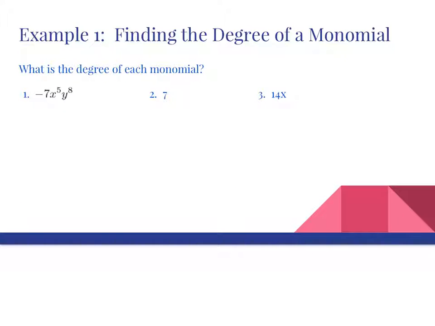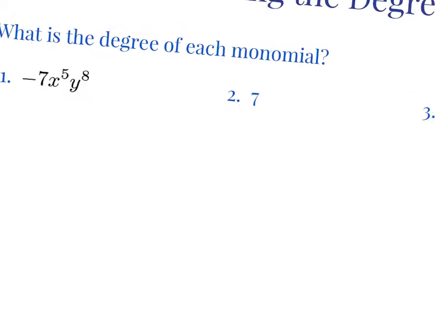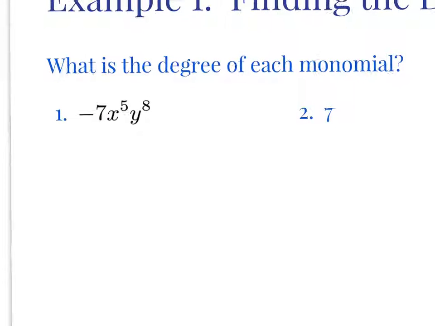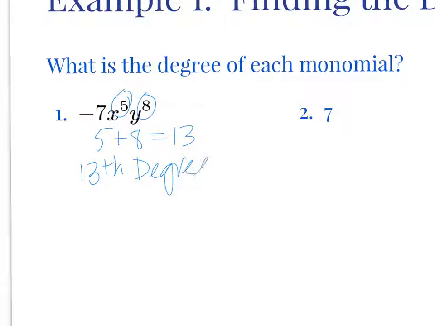Finding the degree of a monomial, example 1. What is the degree of each monomial? Well, looking at number 1, we see that the exponents are 5 and 8. 5 on the variables, 5 plus 8 equals 13. So for number 1, this is a 13th degree polynomial.